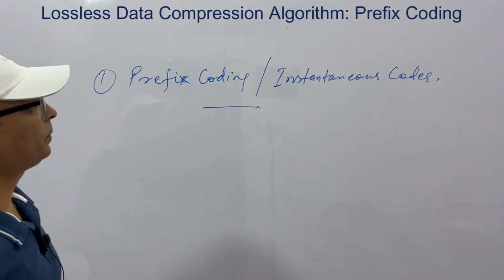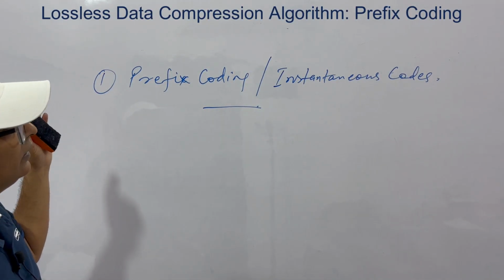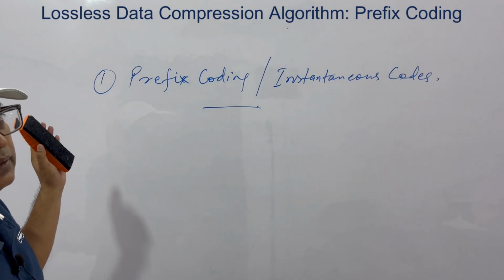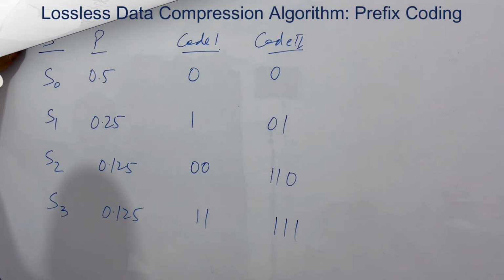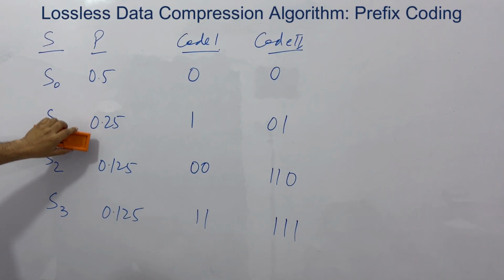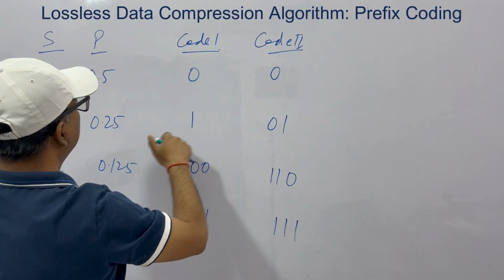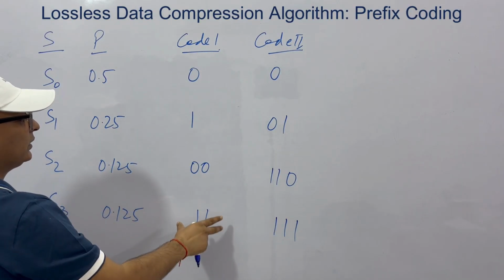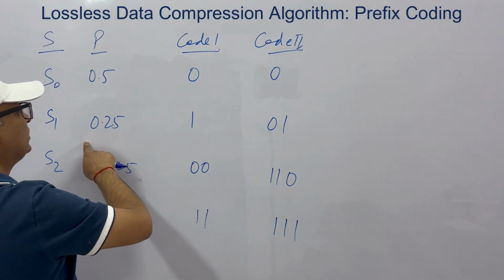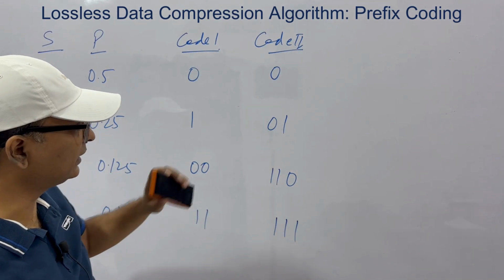I'll take an example to help you understand how this type of algorithm works. Let's say these are the four symbols generated by the discrete source S, and these are the probabilities associated with each symbol. Now we have two codes. In the first code system, we assign 0 to S0, 1 to S1, 00 to S2, and 11 to S3. And in the second system, we assign this.